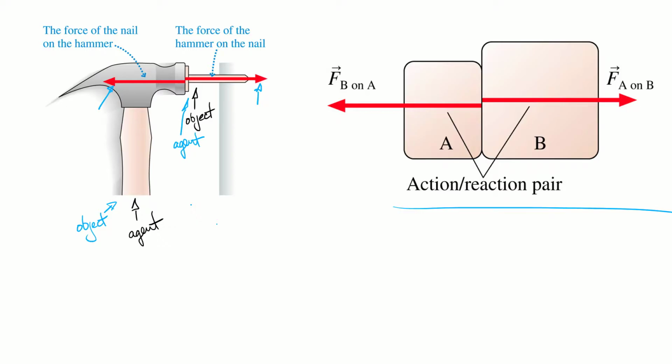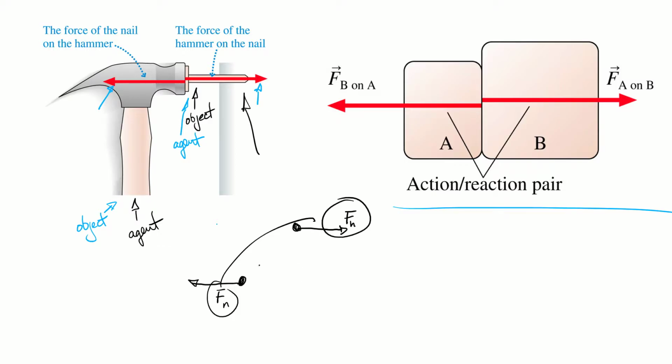But there are some subtleties to this. If you wanted to analyze these situations, you would analyze each object separately. We would look at a free body diagram for the nail, and we would have to include the force from the hammer pushing it to the right. And then if we drew a free body diagram for the hammer, we would have that equal and opposite force from the nail that way. And we would know that this force and this force are equal in magnitude.